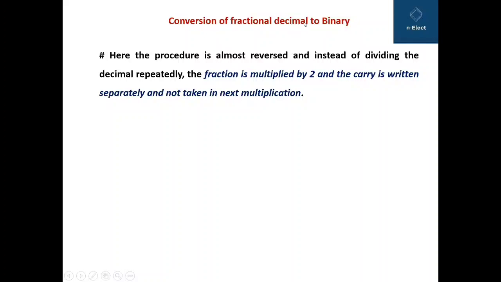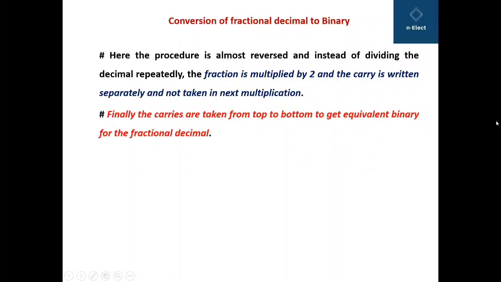Then, conversion of fractional decimal to binary. Here the procedure is almost reversed, and instead of dividing the decimal repeatedly, the fractional part is multiplied by 2, and the carry is written separately and not taken in the multiplication. This will be naturally clear from the example. Finally, the carries are taken from top to bottom to get the equivalent binary for the fractional decimal.